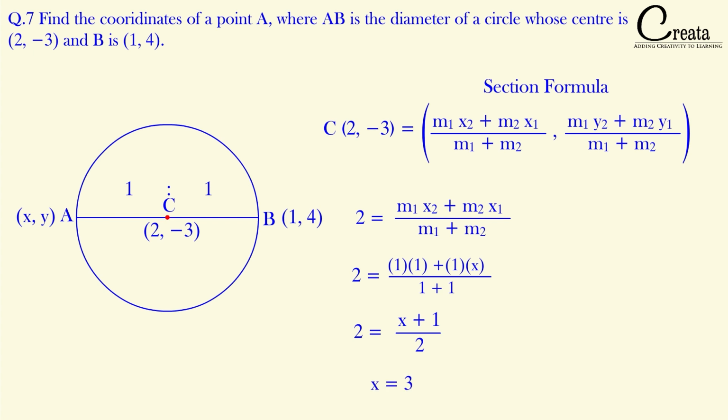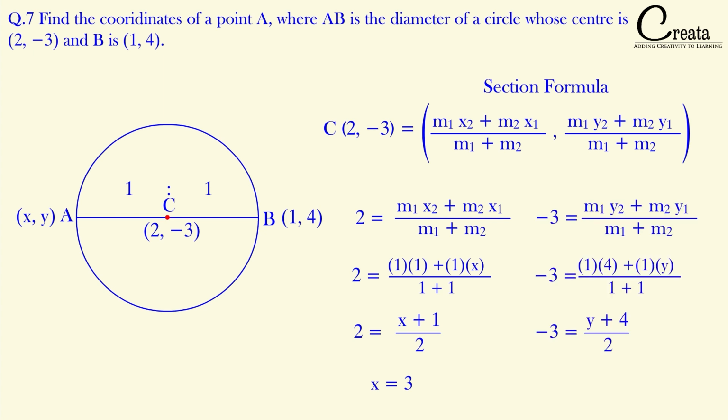Similarly, let's use the section formula in the y coordinate. We got -3 is equal to (y + 4)/2. On solving, we got the value of y as -10. So x and y are the coordinates of point A, and we got our coordinate of point A as (3, -10). This is the answer of the question.